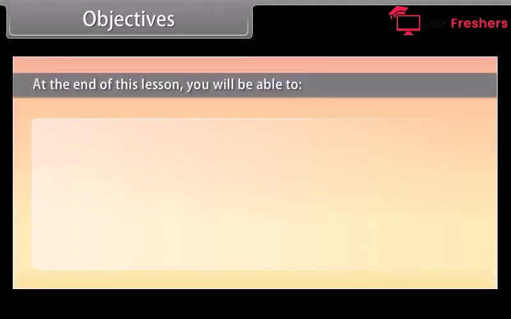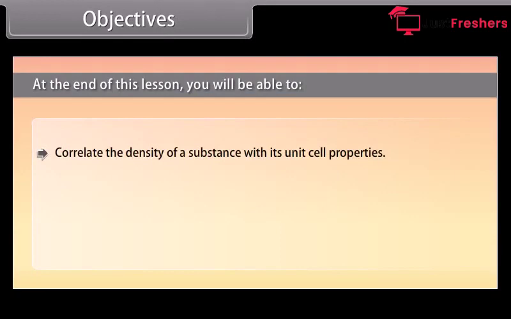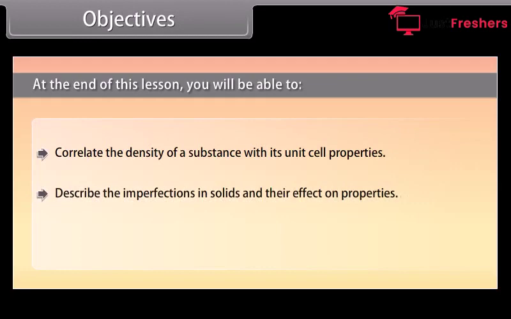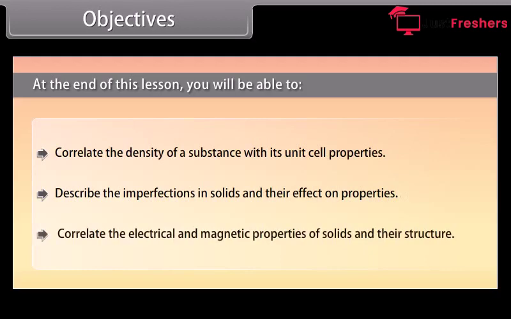Objectives. At the end of this lesson, you'll be able to correlate the density of a substance with its unit cell properties, describe the imperfections in solids and their effect on properties, and correlate the electrical and magnetic properties of solids and their structure.